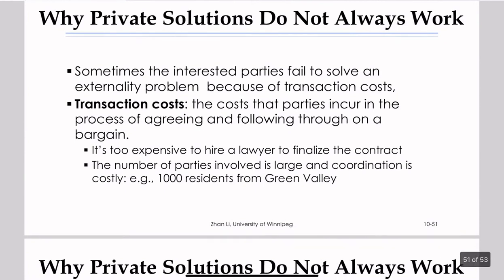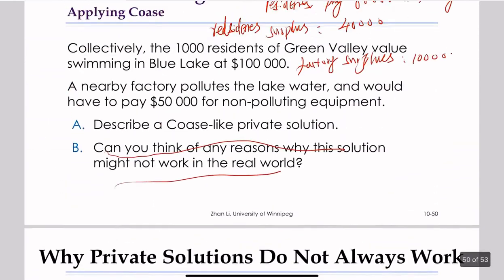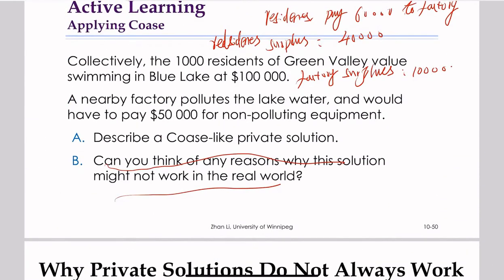So let's say it's too expensive to hire a lawyer to finalize the contract, right? In the process of bargaining with the factory, when they were trying to sign a contract over the transfer of money from the residents to the factory over the purchase of the equipment, they have to hire some lawyer. If we assume lawyers are super expensive, then the contract can never be finalized. So they cannot achieve a Coase-like private solution. In this case, we're examining the effect of transaction cost, because the cost of hiring a lawyer is a transaction cost of signing the contract. So you can see that large transaction cost can prevent this Coase-like private solution from happening.